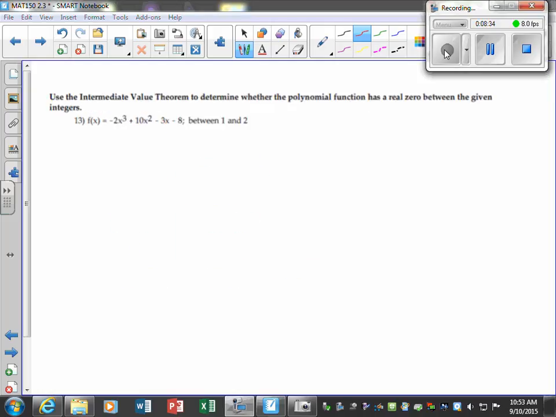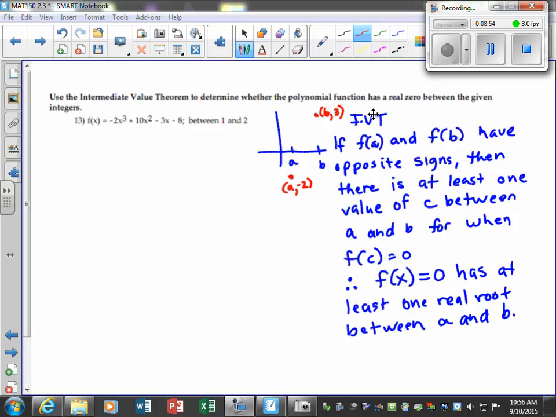Alright, next we're going to use the intermediate value theorem to determine whether the polynomial function has a real zero between the given integers. I'm going to take a minute and pause off to the side and write the theorem, so we can look at it and use it as a reference. The intermediate value theorem says if you have f of a and f of b and they have opposite signs, then there is at least one value of c between a and b for which f of c is equal to 0. So the original function equal to 0 has at least one real root between a and b.